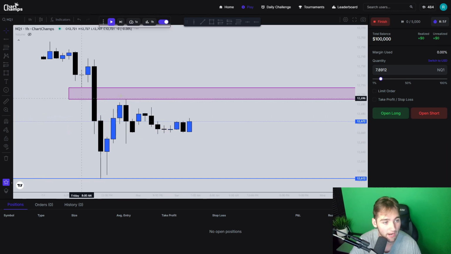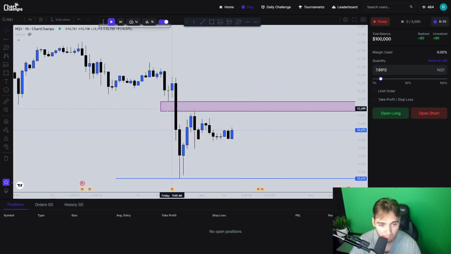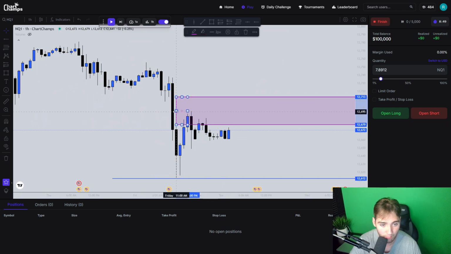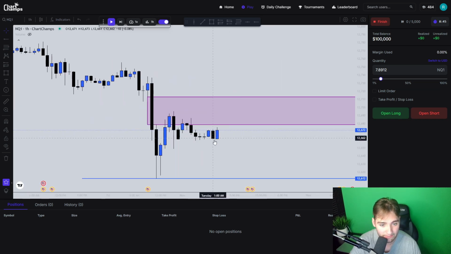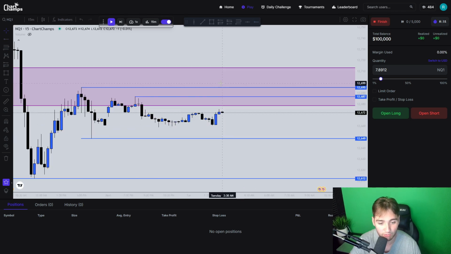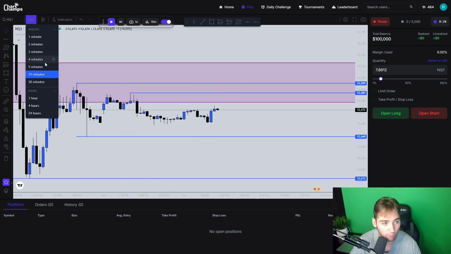Let's go on the 1 hour. All right, so it looks like we're nicely respecting this here. So overall, I'm pretty bullish here from this fair value gap. We're going to hopefully see price come back down here, maybe a 1 hour low. Maybe here. We also got these highs. All right, so it's currently 2:30 a.m., pretty early in the morning.